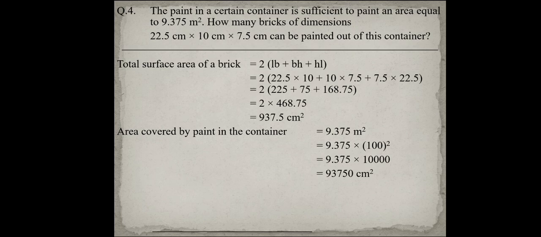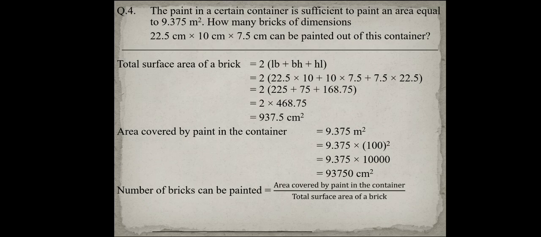On each and every container, whatever paint you buy from the market, outside of the box, everywhere, it is written how much area can be painted by that paint. So now the number of bricks that can be painted means the area covered by the paint in that container divided by the total surface area of a brick. So 93,750 upon 937.5 is equal to 100. So we can paint 100 bricks.